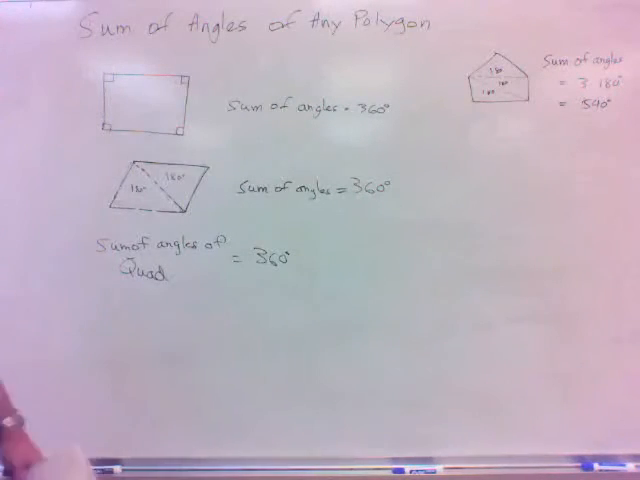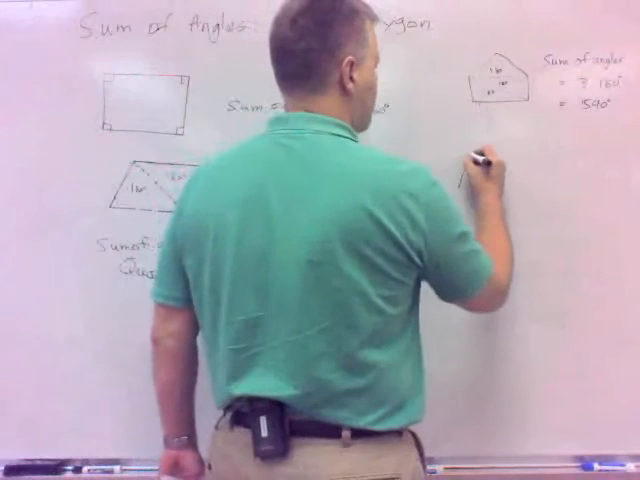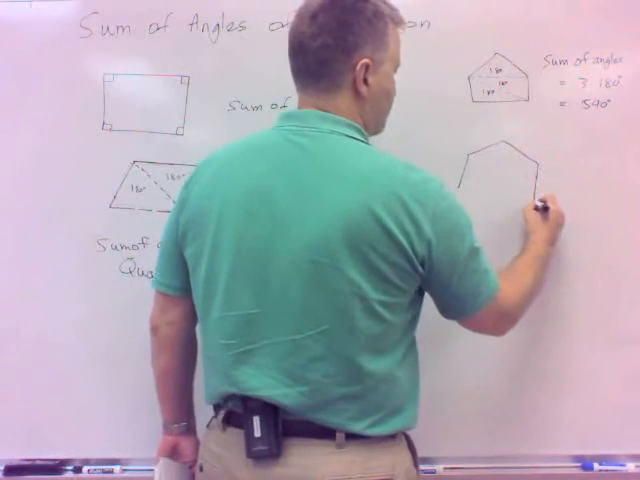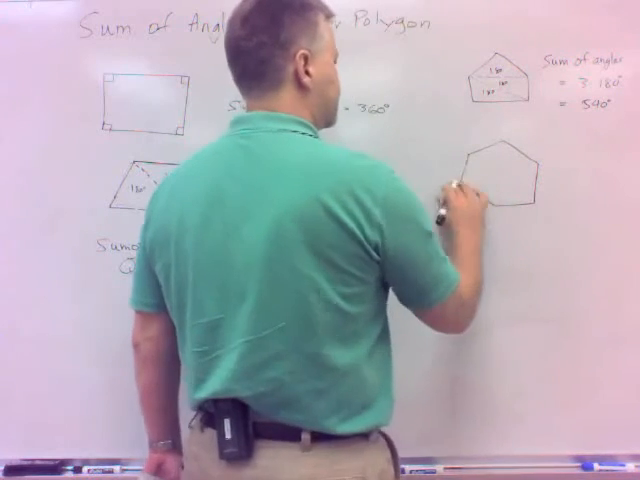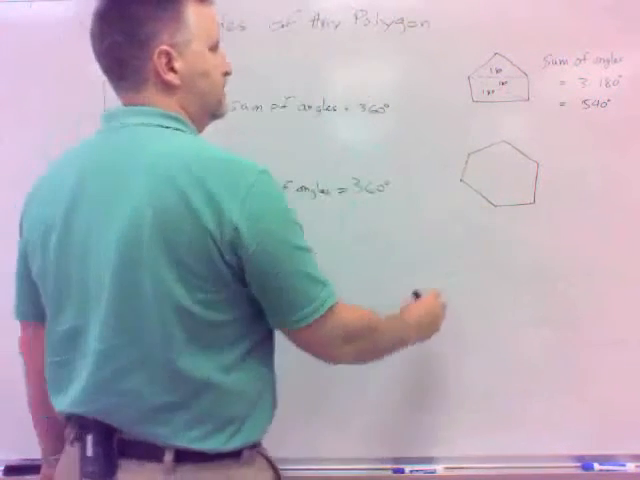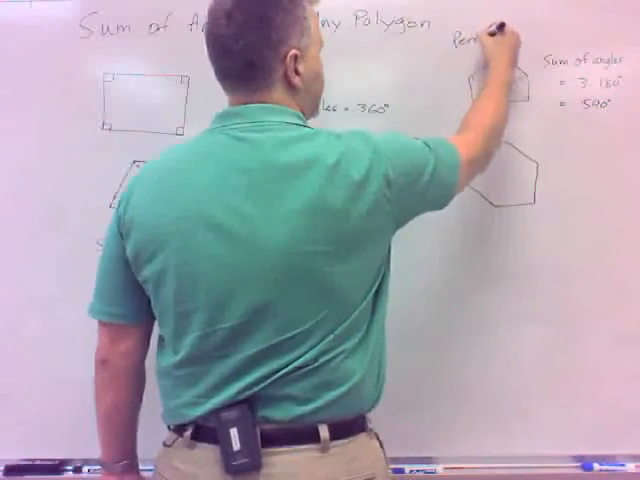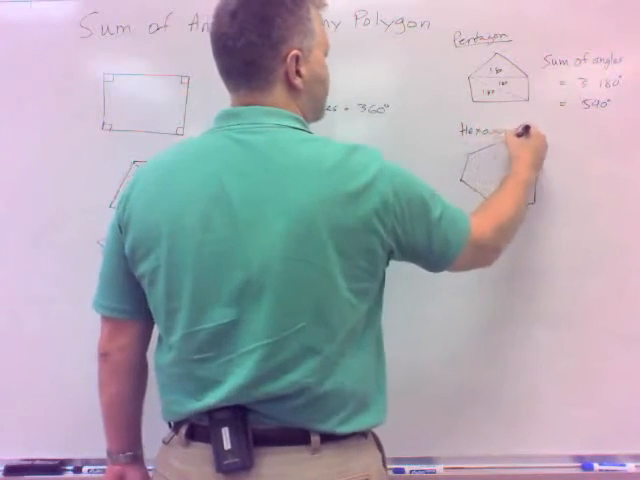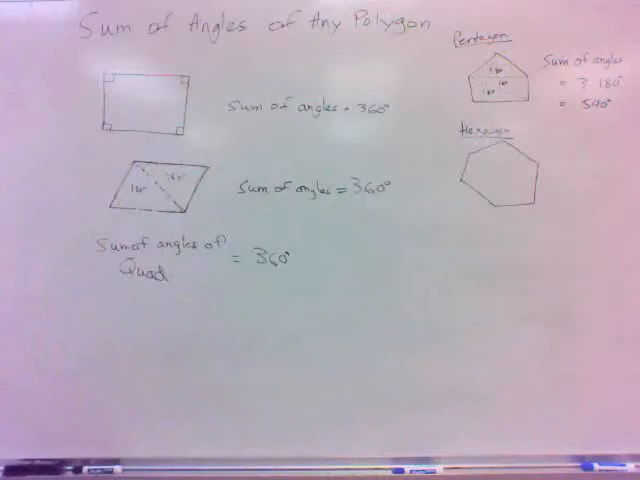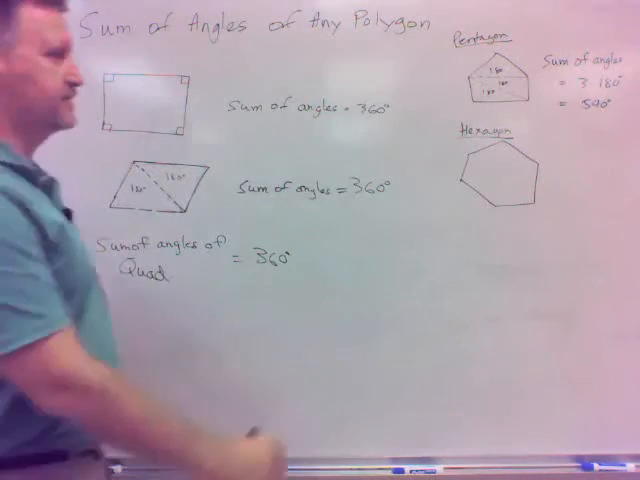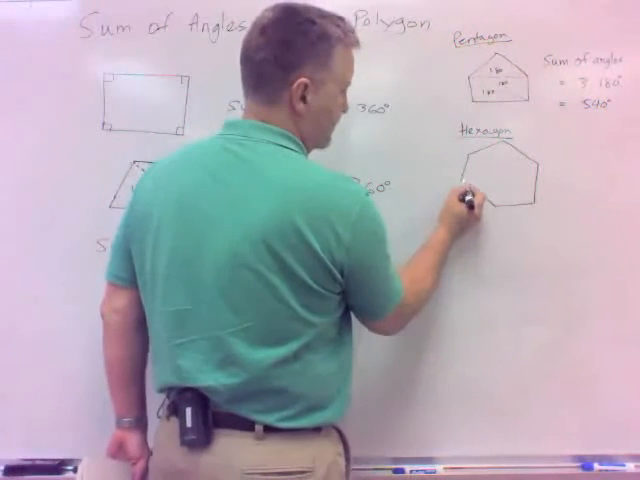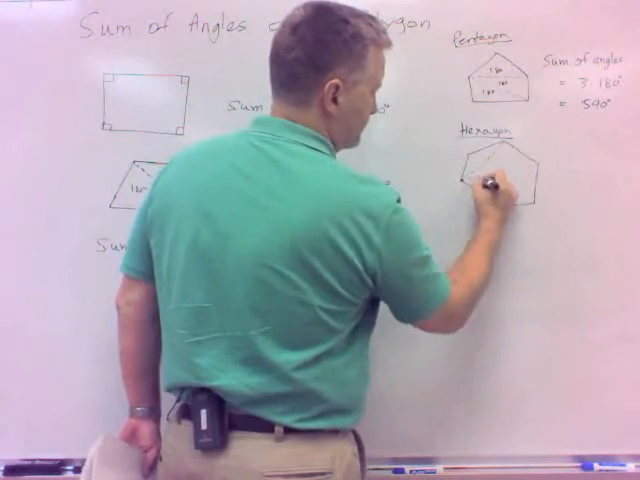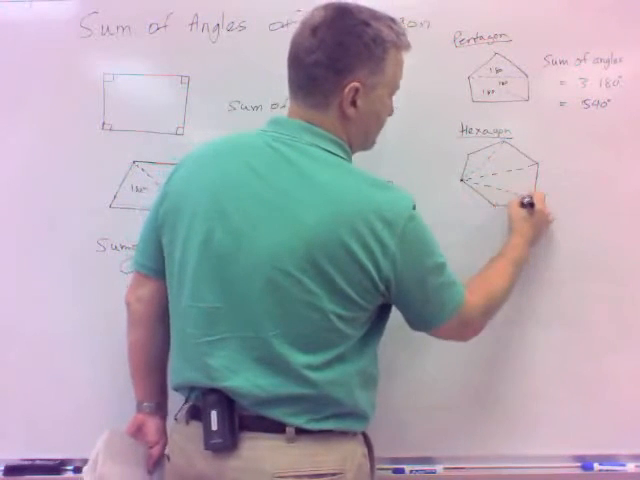Well, let's do a hexagon. 6 sides. 1, 2, 3, 4, 5, 6. There's a pentagon. Here's a hexagon. Let's see if we can figure out a pattern here. Figure out the sum of the angles there. Well, let's do the same thing. Pick a corner, any corner, and draw some triangles out. So there's a triangle. There's another triangle.